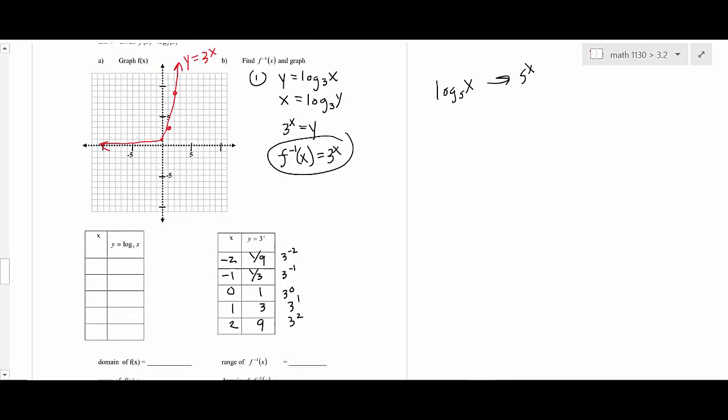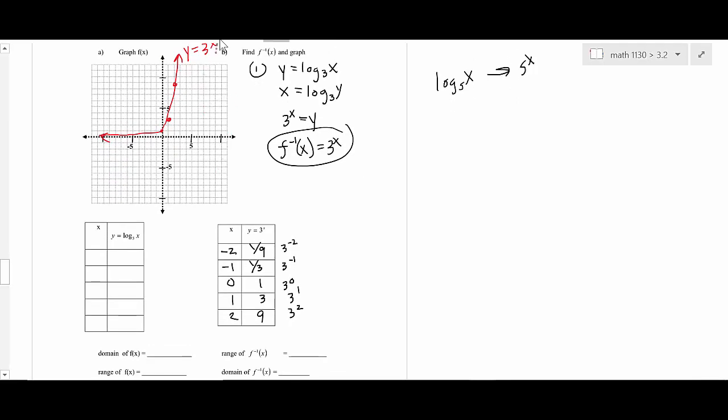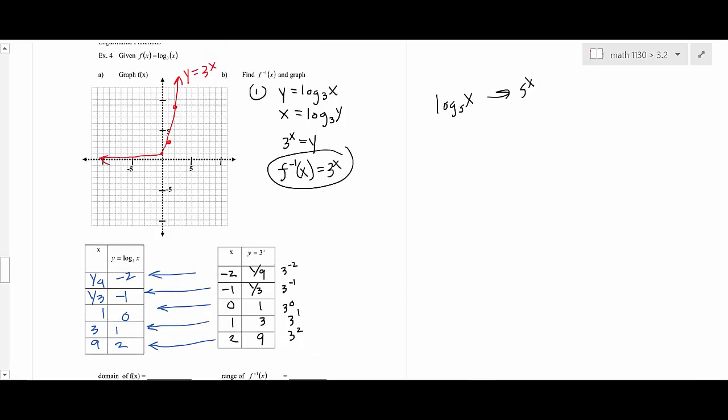All right, so with this one then, what are you going to do on the log? You're just going to flip the points. So what you do is you just do this. That would be 9, 2. This would change to 3, 1. That would change to 1, 0. And then 1/3, -1. And 1 over 9, -2, like that. Okay, so that's how your points change. Plot them and you'll have your graph of your logarithm. Okay, it's way easier to do that problem this way.